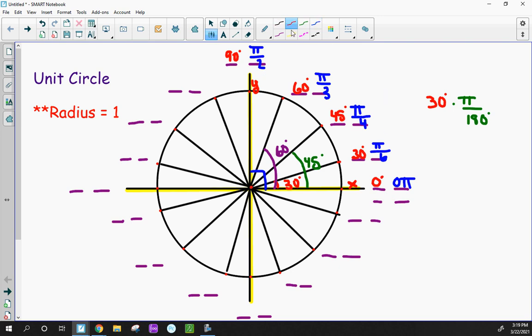Moving right around the circle now. When I'm on the initial side and I follow my pin and I swing it open and my terminal side lands here in the second quadrant, I have now created a 120 degree angle. 120 degrees. The radian measure that matches that is 2 pi over 3.